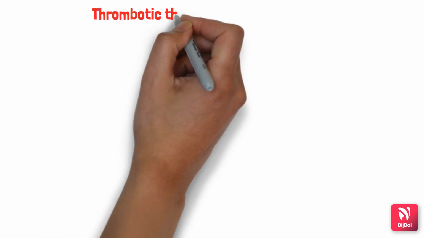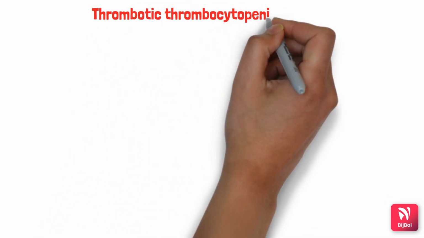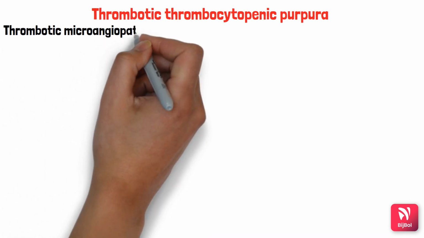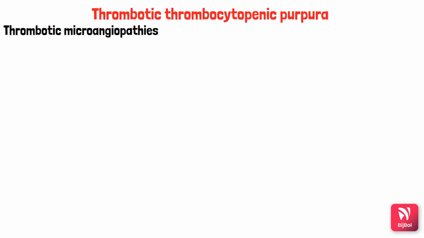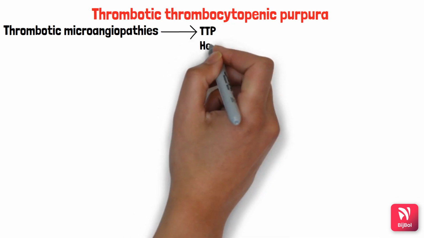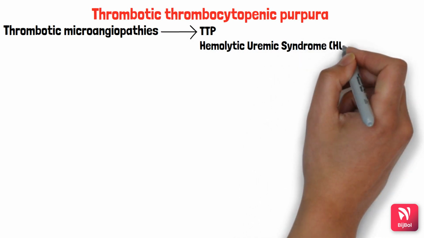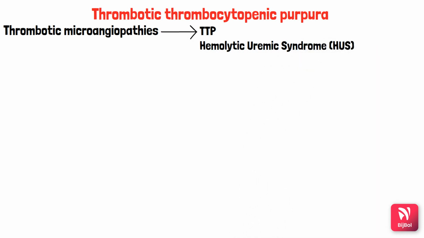Idiopathic thrombocytopenic purpura. The next topic is thrombotic thrombocytopenic purpura. So this is one of the thrombotic microangiopathies, and it is very much different from idiopathic thrombocytopenic purpura in its pathogenesis. So thrombotic microangiopathy is nothing but thickening of the blood vessel. There are two main causes, TTP, the one which we are going to discuss, and the other reason is hemolytic uremic syndrome.